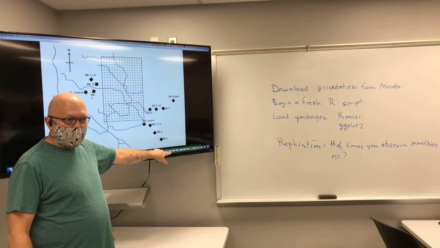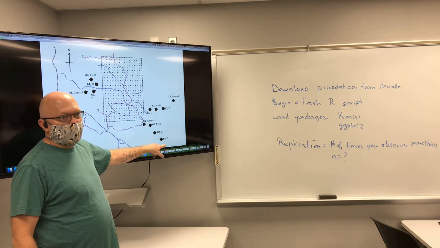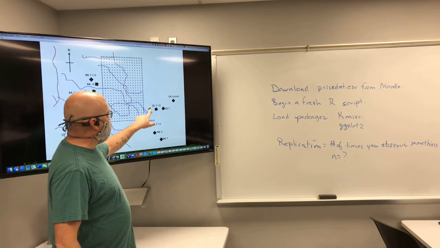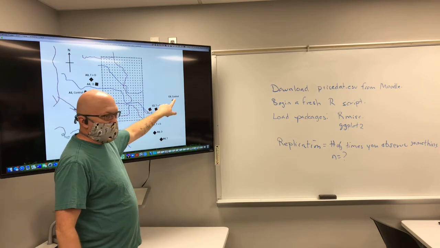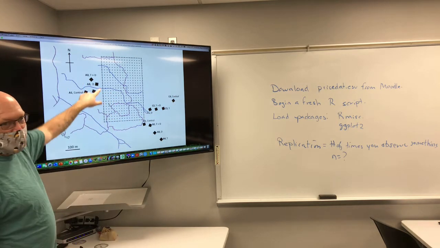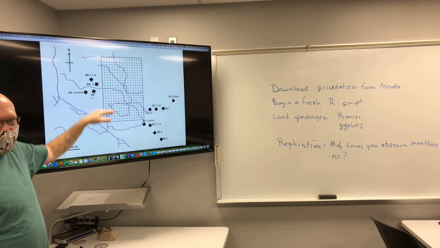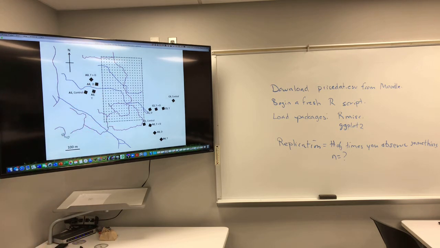There's not two or three or four control plots on this ridge. There's one control plot on this ridge. There's one control plot on this ridge. There's one control plot on these two ridges. So this is what it means to have an unreplicated design. It took us a year and a half to set these up and about $600,000.